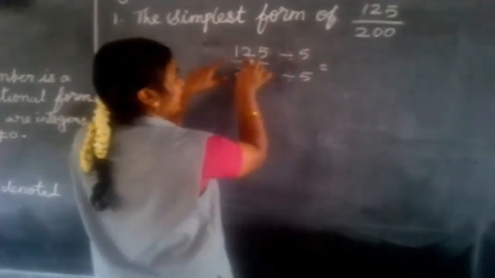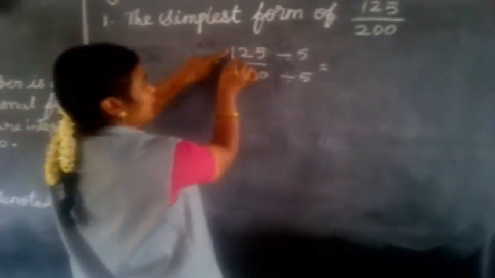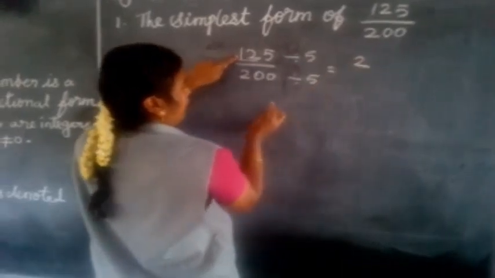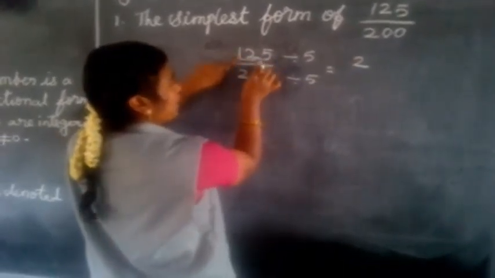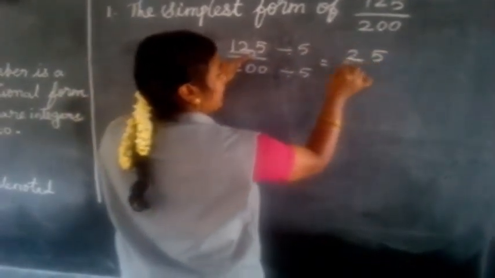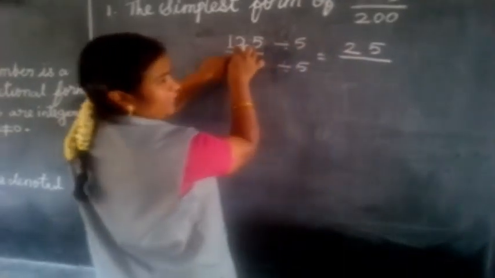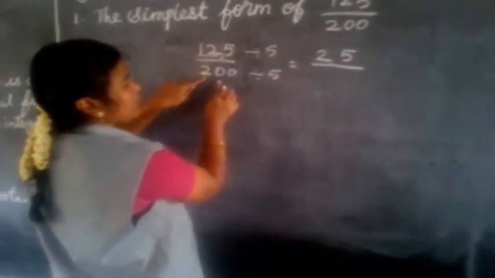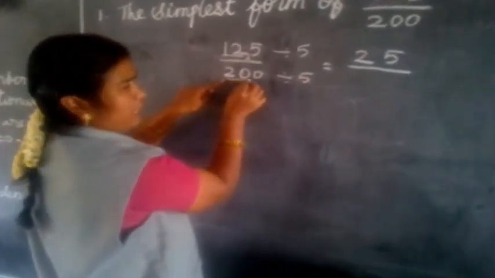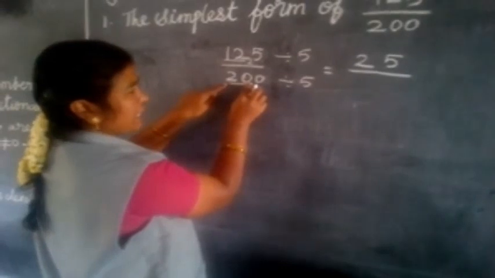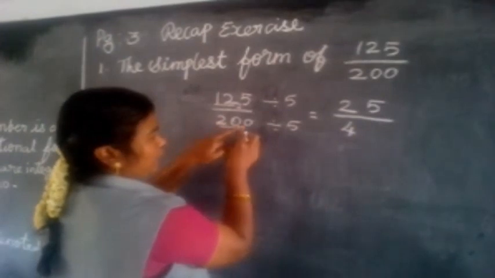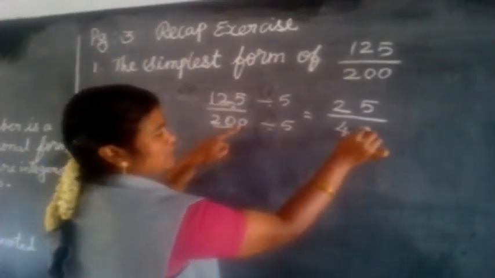So how many 5s are here in 125? First you take the first two digits. How many 5s are there? 2 5s are 10. The remainder 2 is there. Now 25. How many 5s are there? 5 5s are there. So 25 5s are 125. Next you divide the denominator by 5. First you take the first two digits. How many 5s are there? 4 5s are 20. So put 4, and one more 0 is there. So you add a 0.